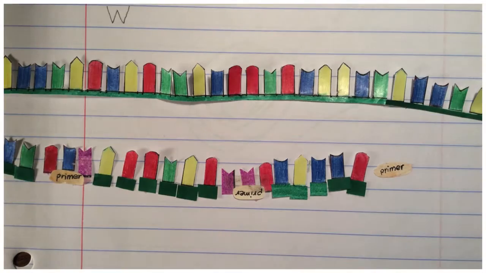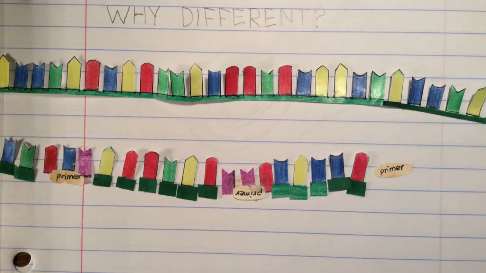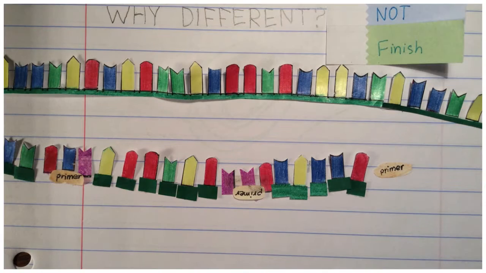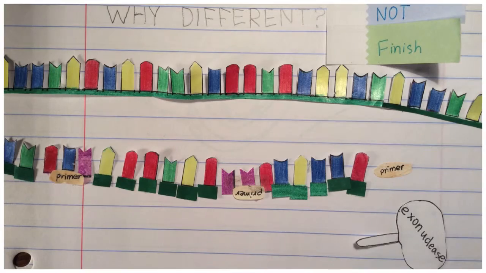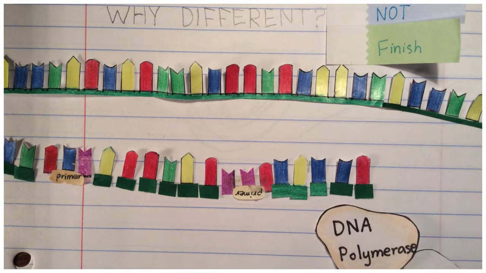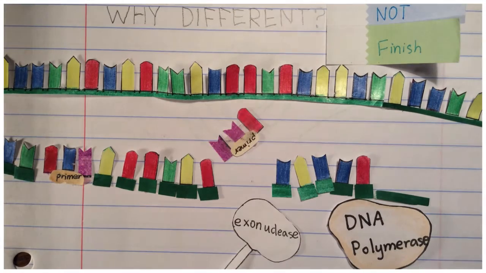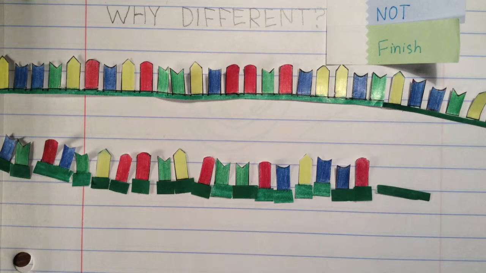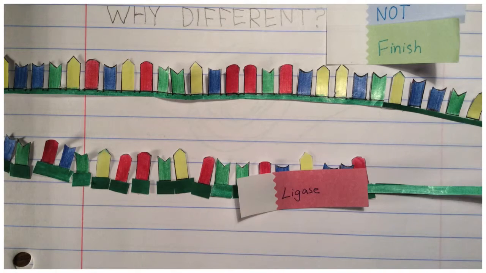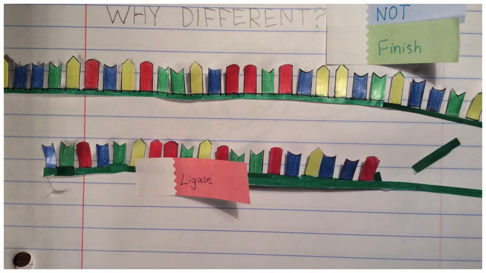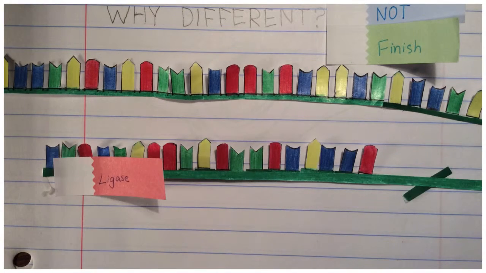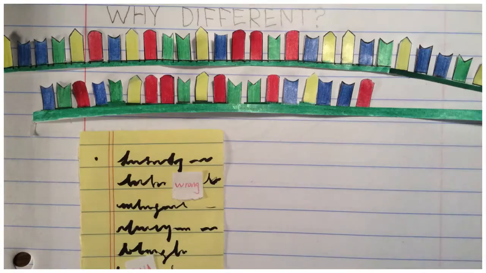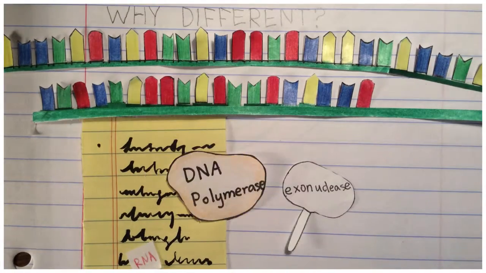So I bet you're wondering why these two new molecules are different from each other. The reason is that they are not finished yet. The exonuclease will come to break the primers, and DNA polymerase places bases into the DNA chain. For the last step, DNA ligase comes to make the new DNA molecules continuous. It seems like you revised your essay, taking the wrong part out and putting the right part in.